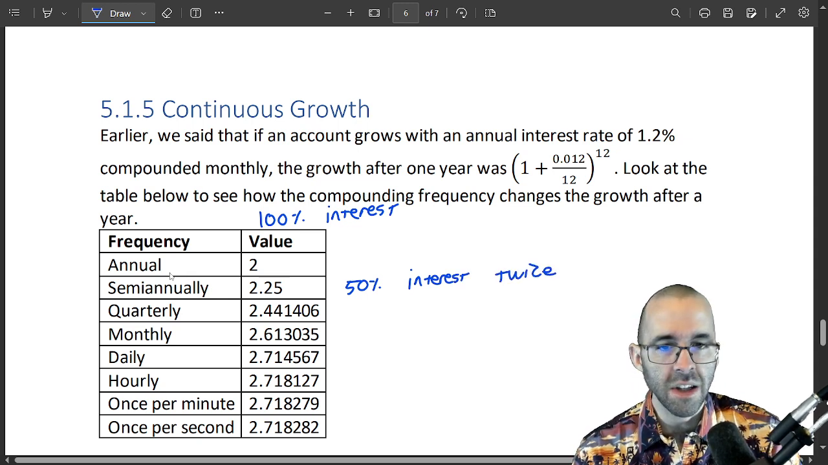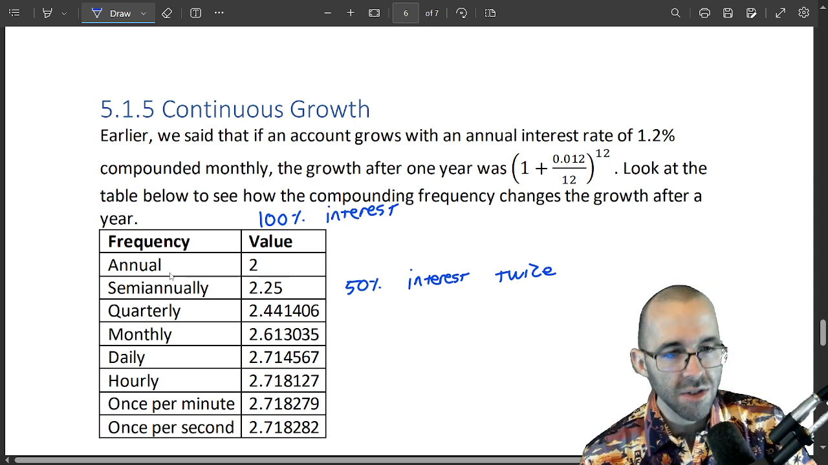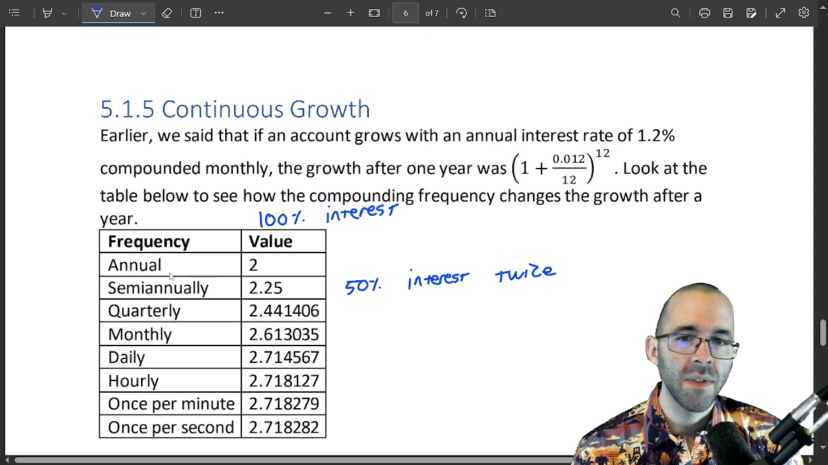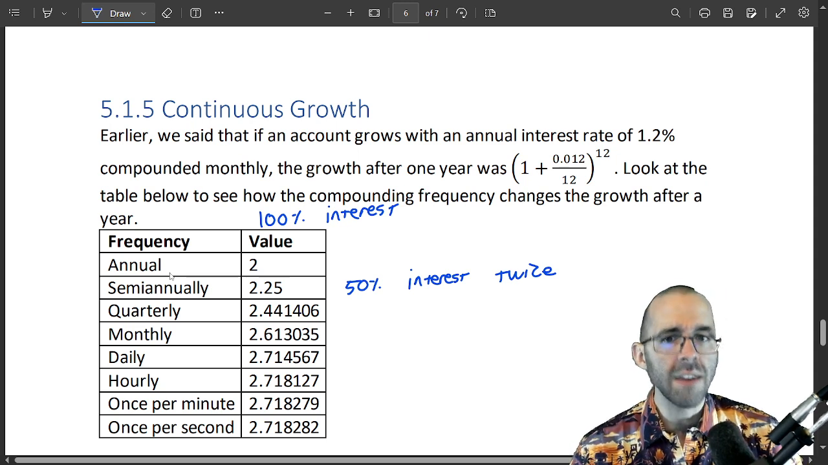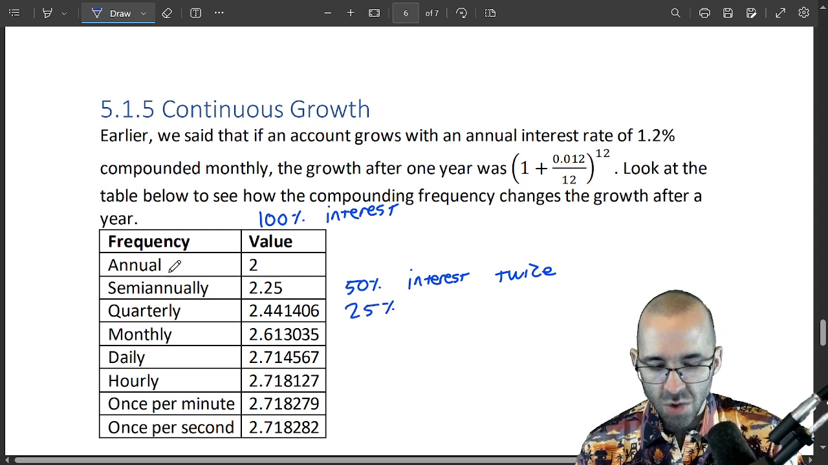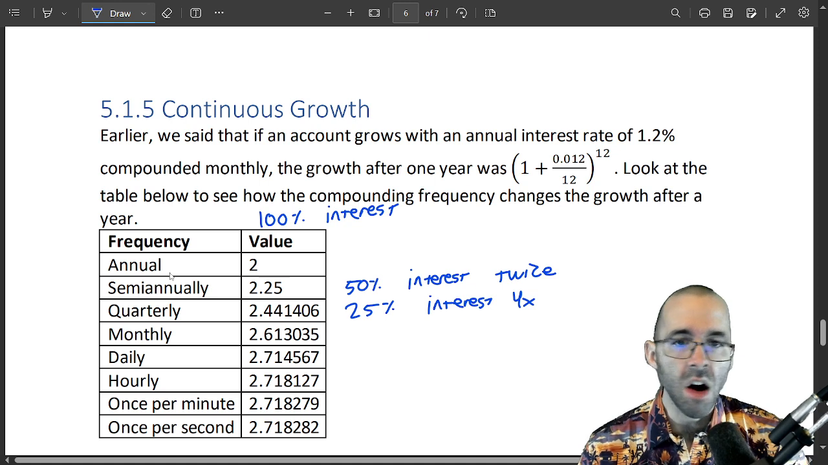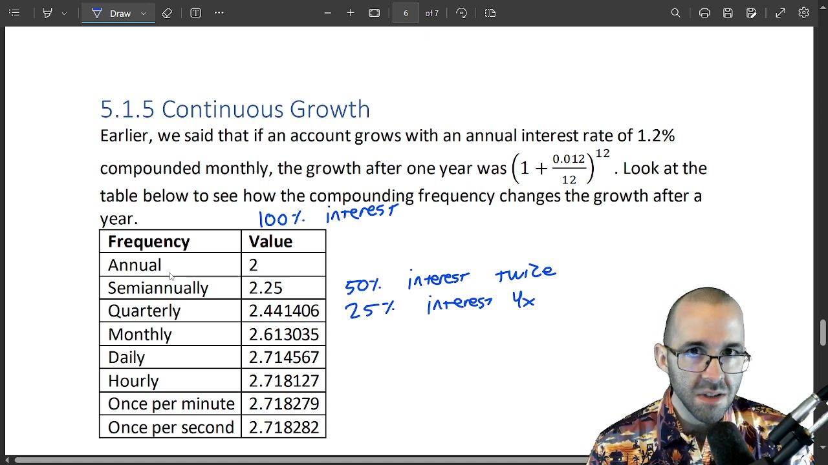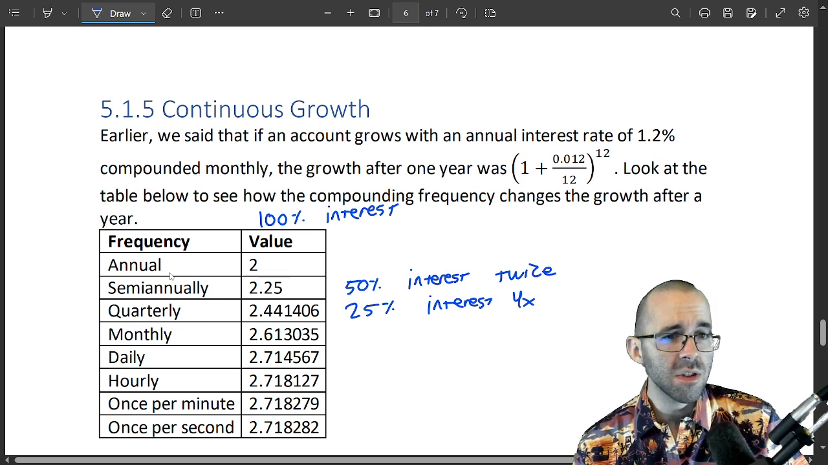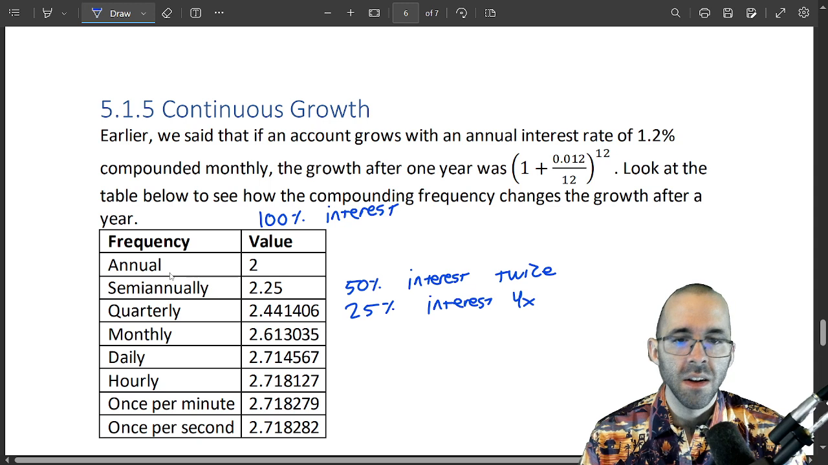semi-annually, we divide the 100% into two pieces, 50% after 6 months and another 50% after 6 months. So it actually is growing even more. If we split it into quarters, 25% interest, 4 times, and again, all of these are still 100% annual interest. It's just how often that interest is being applied. Notice that it's growing by even more.